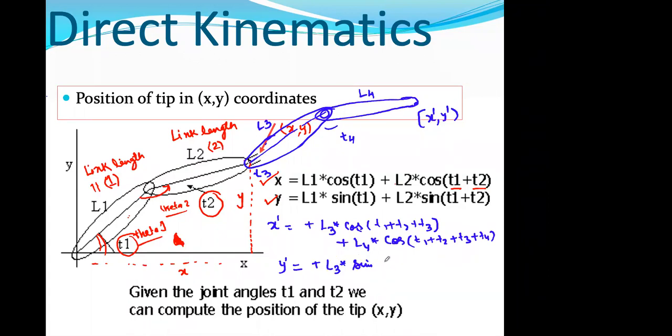It will be L3 into sin of T1 plus T2 plus T3, and all of this will come, this whole part I am writing as x, and this total part is y, plus L4 into sin of T1 plus T2 plus T3 plus T4. So in this way you can find the position of any end effector. If I have found the position of the end effector here, it will be a 4-link problem. In that way you have understood very well the aspect of direct kinematics, how we can find the position of the end effector.